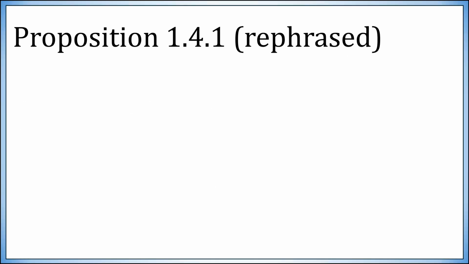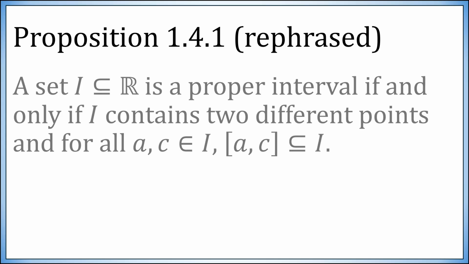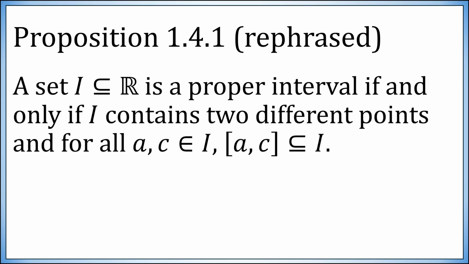And here we have proposition 1.4.1. It's worded slightly differently than in the text, although it is equivalent. A set I within the reals is a proper interval if and only if it contains two different points, and for any two points in the interval, the closed interval between those two values is a subset of I. Proof is omitted. It is an exercise in the text.